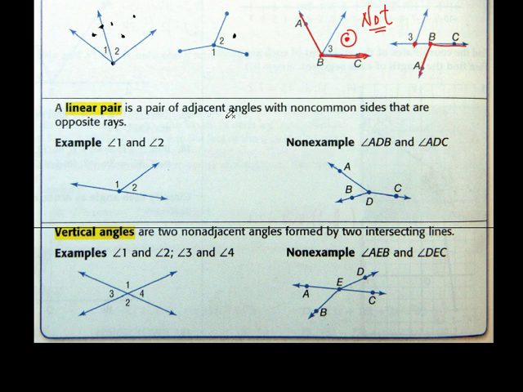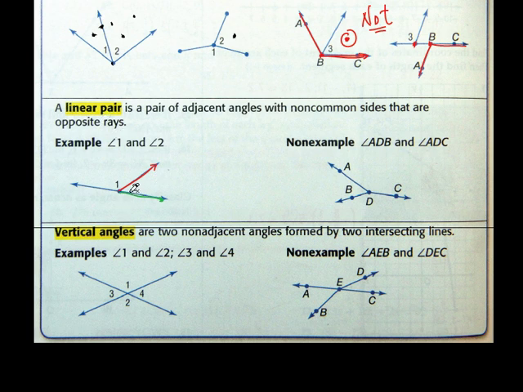They have to be adjacent, and they have non-common sides that are opposite rays. So look at this. This is the common side right here because they're adjacent. That's the common side. But look at the two non-common sides. Let's do those in a different color. Let's go with the green here. Watch. That would be they're opposite rays.